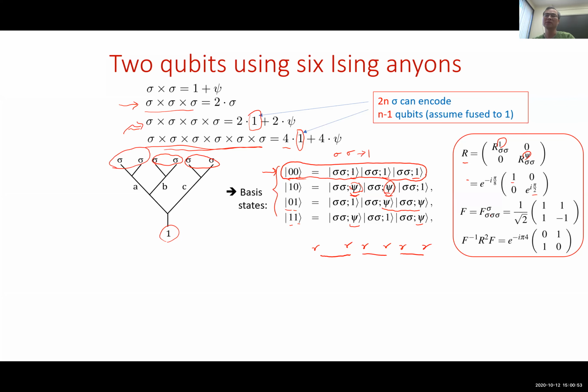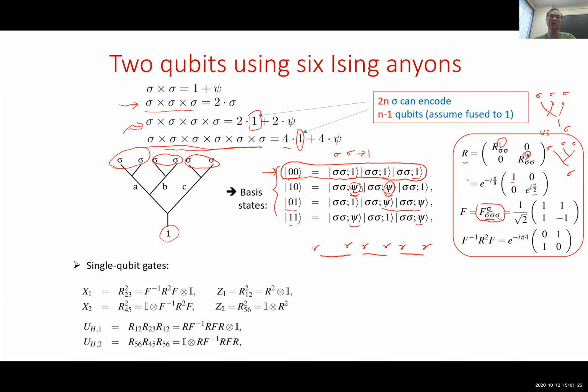So this box just reminds you, if you fix the fusion channel, the way you braid is just a phase. And this F is a basis transformation, but it has to be fixed so that you have sigma, sigma, sigma, and the final product is also sigma. And it's between 2 different choices of braiding, this versus the other one. Okay, so there are gates that you can consider.